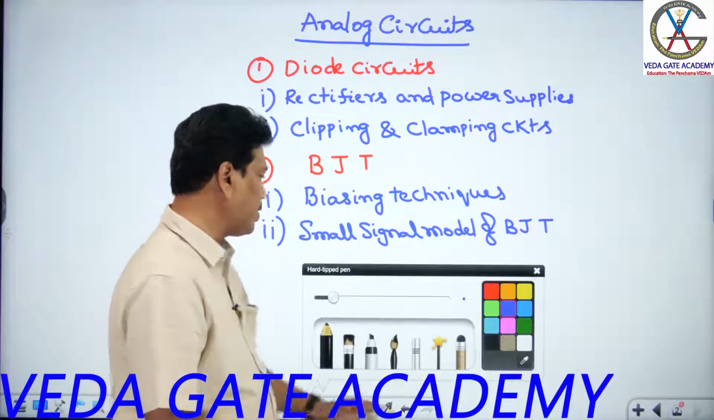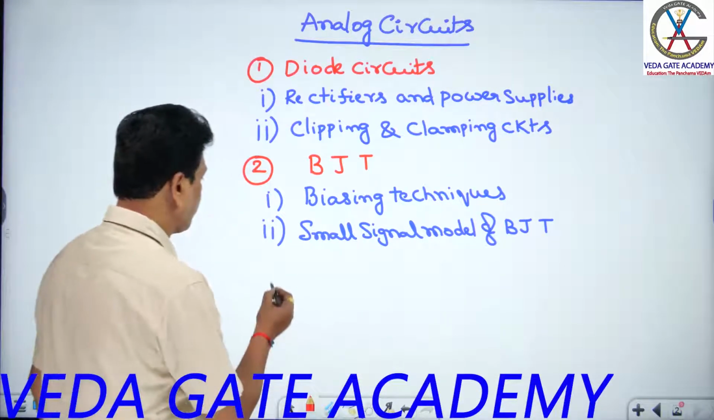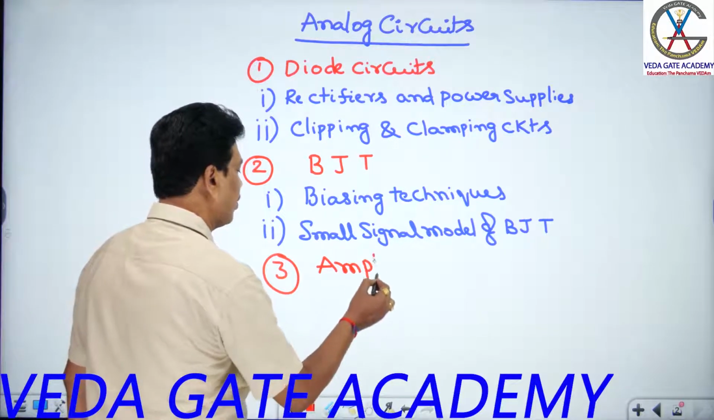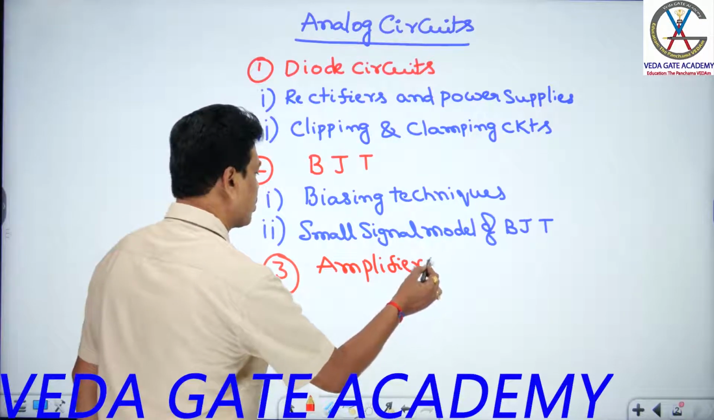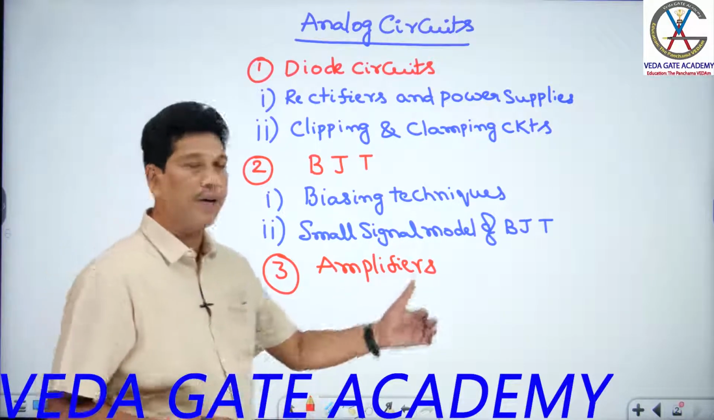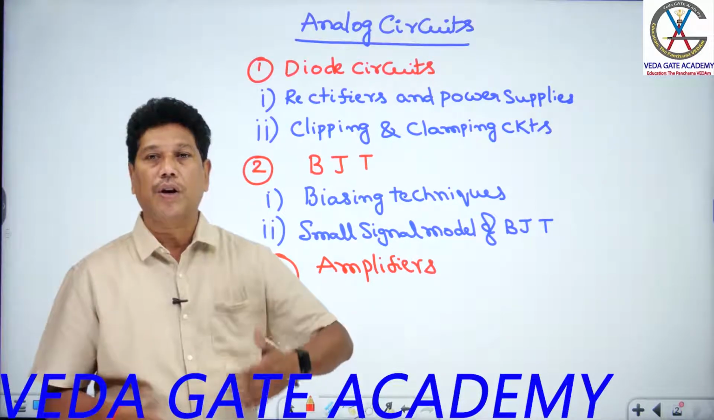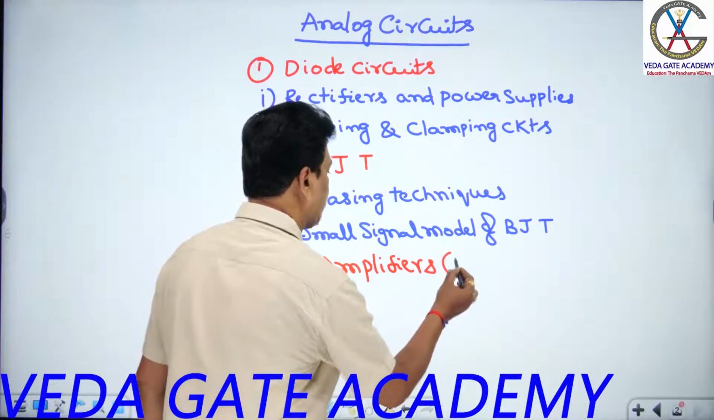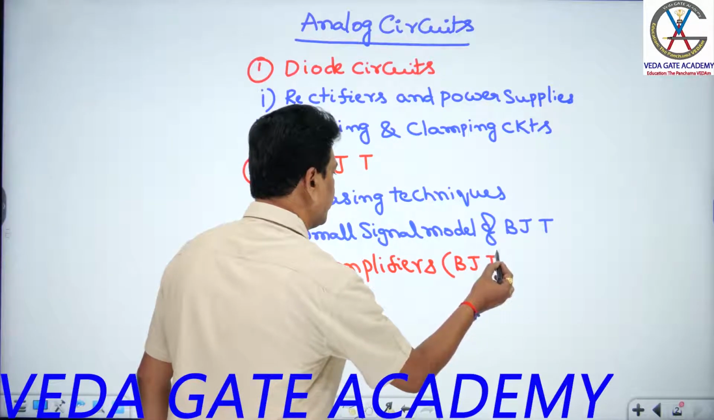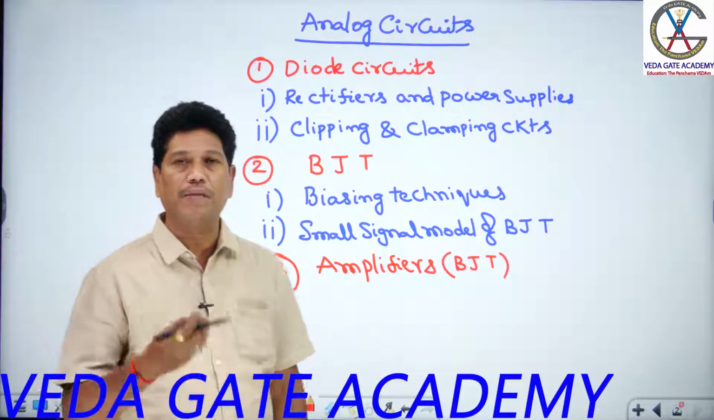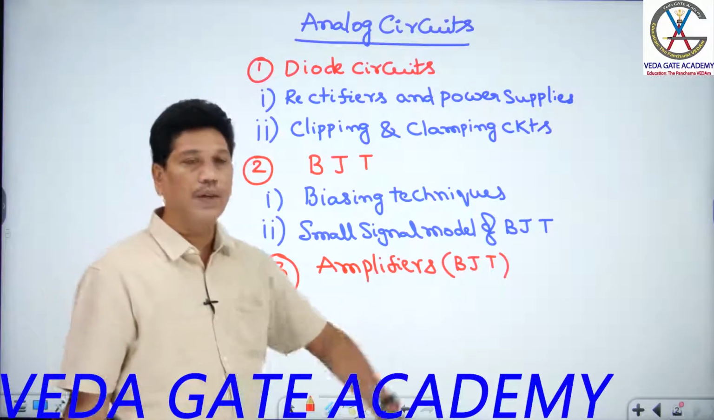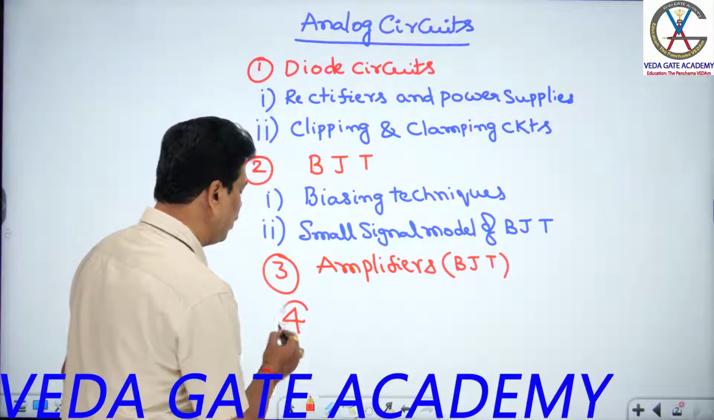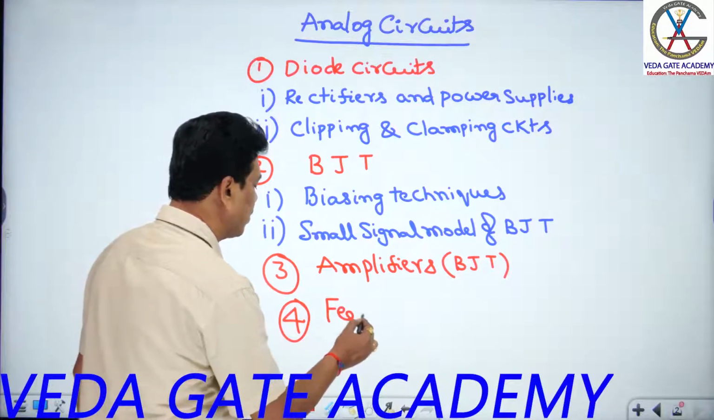Next, the application of a BJT, I think you know, students, that is amplifiers. So now I will discuss BJT amplifiers, right? Not only amplifiers using BJT, we can also discuss amplifier circuits using MOSFET. Amplifier circuits using BJT I will discuss first, students. Frequency response of amplifiers, multi-stage amplifiers, all these things you are going to discuss in this amplifiers part. Okay. Next one, students: feedback amplifiers.